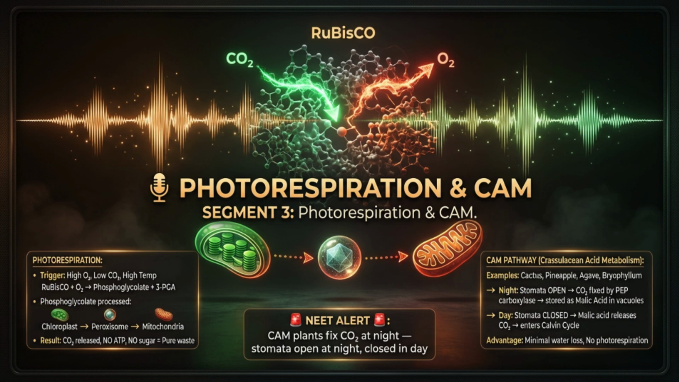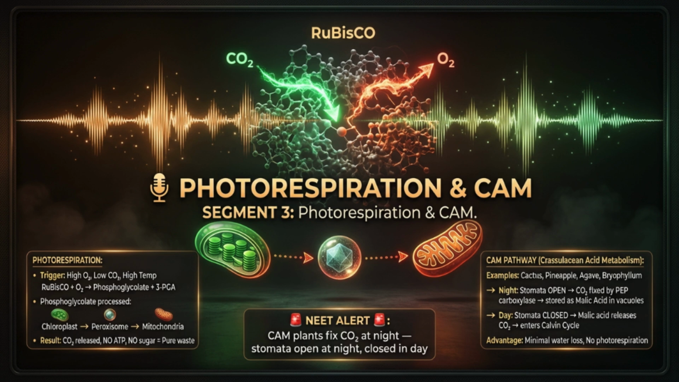It gets shipped from the chloroplast to the peroxisome, where it's partially processed, and then to the mitochondria. In this journey, CO2 is released. The plant breathes out what it just tried to fix, with absolutely no ATP or sugar produced in return. Photorespiration can waste up to 25% of fixed carbon in C3 plants under hot conditions. This is a massive evolutionary disadvantage.